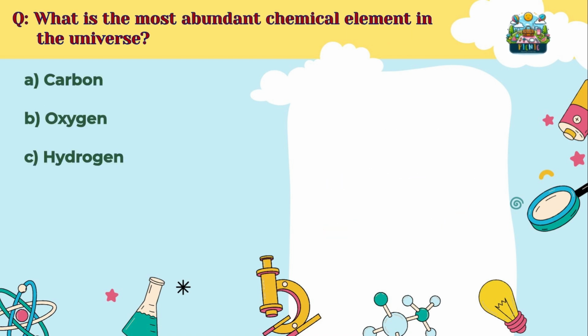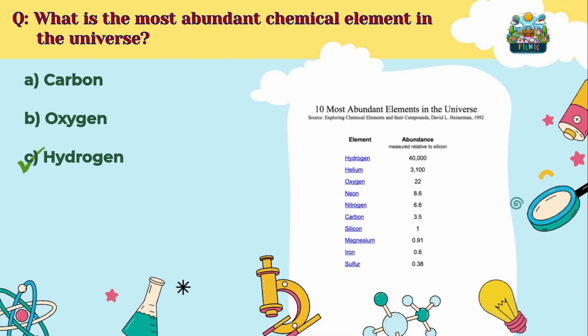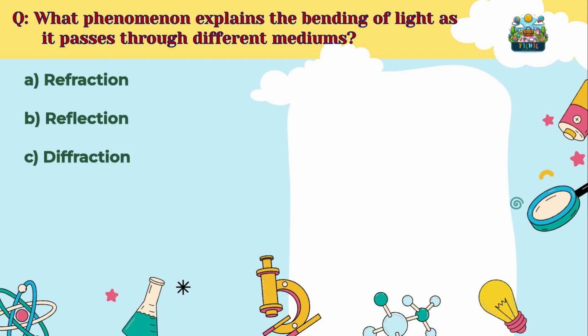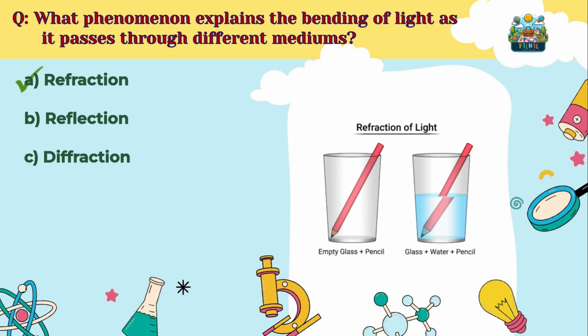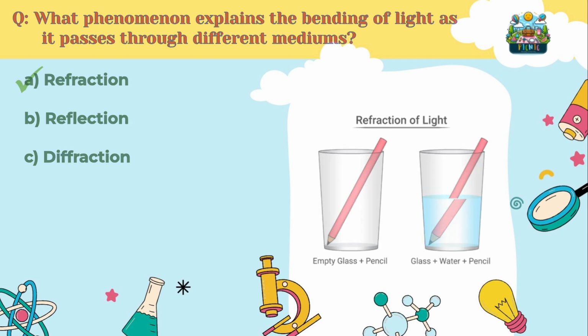What is the most abundant chemical element in the universe? Hydrogen is the most abundant chemical element in the universe. What phenomenon explains the bending of light as it passes through different mediums? Refraction explains the bending of light as it passes through different mediums.